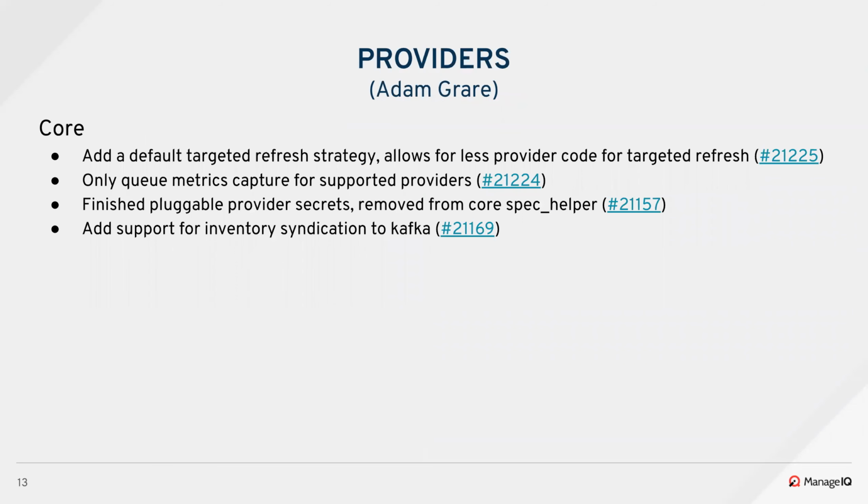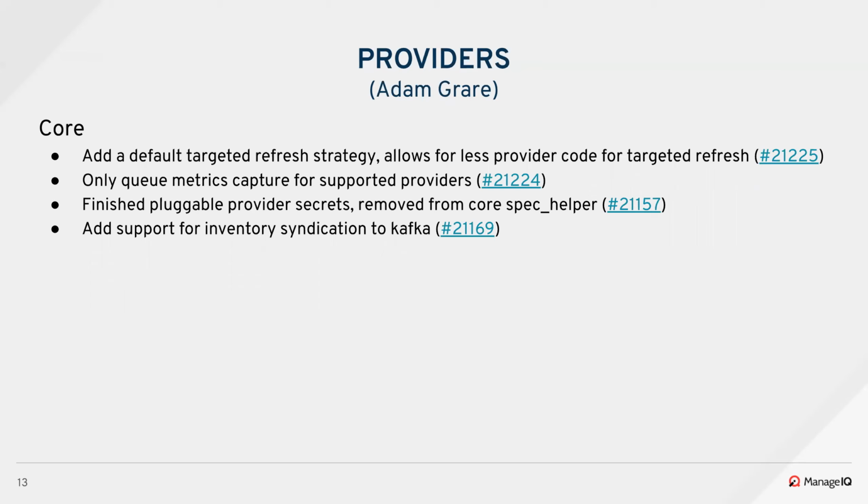Thanks, Kavya. So for providers this sprint, we added a default targeted refresh strategy. The refresh strategy tells the inventory refresh gem how it should resolve lazy references to other collections. And for targeted refresh, it turned out that every provider that was implementing targeted refresh set the same strategy. So it was simple enough to move that into the base class, and then it makes it easier for provider subclasses to implement targeted refresh with less code, less overrides, and just generally makes the whole thing cleaner.